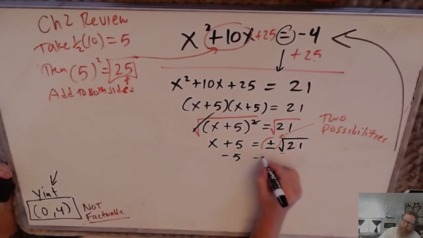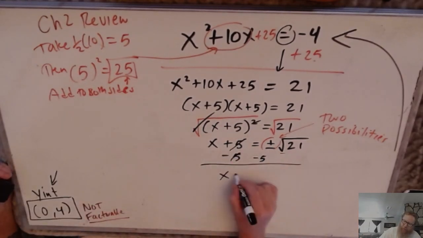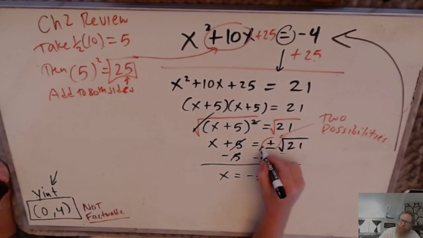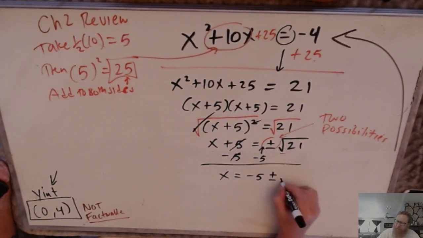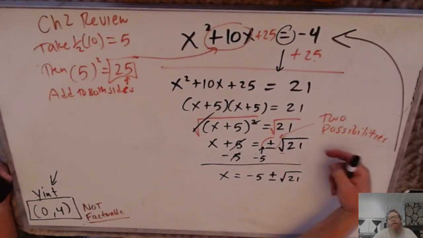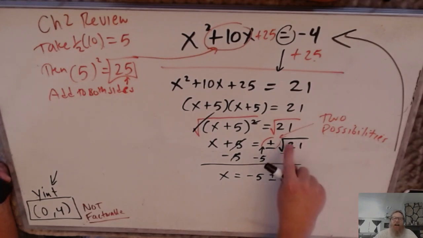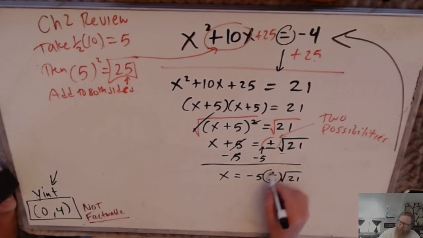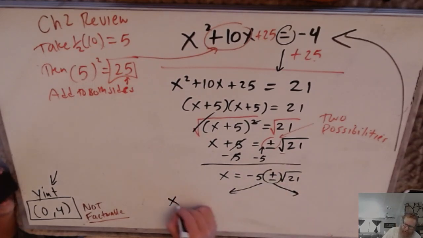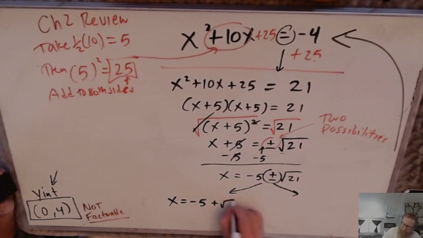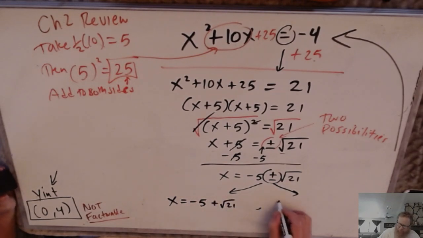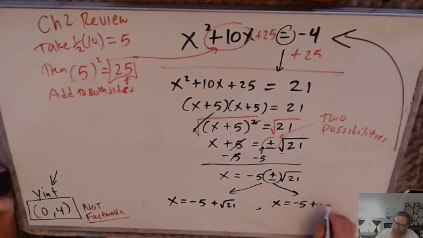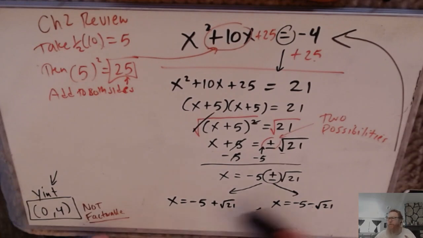And then you're going to subtract 5 from both sides. Make sure you put the negative 5 to the front of the plus or minus. Never put it on the right-hand side, and never, ever put it inside the radical. And then remember, you've got to separate them out into two separate solutions.